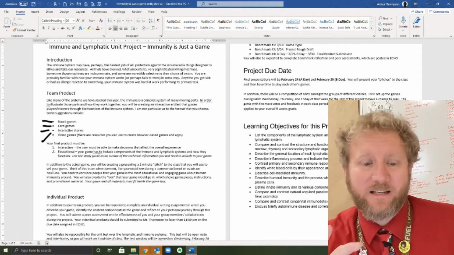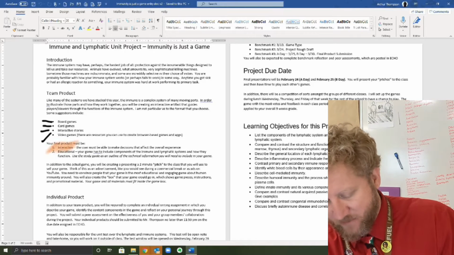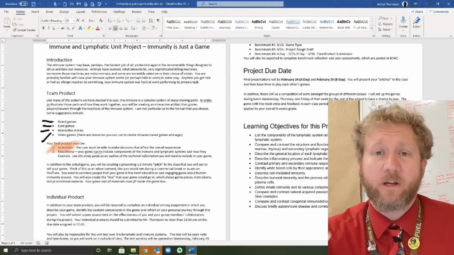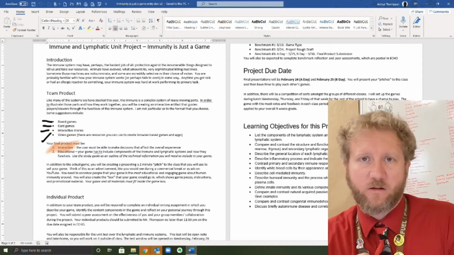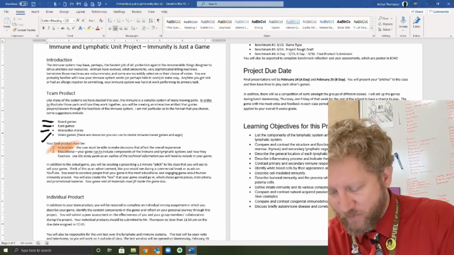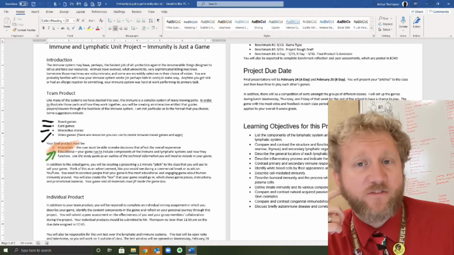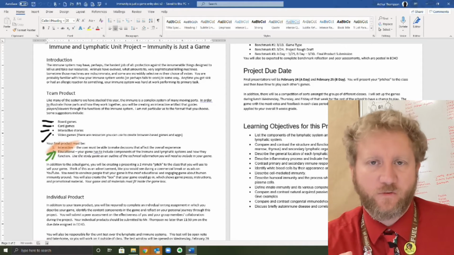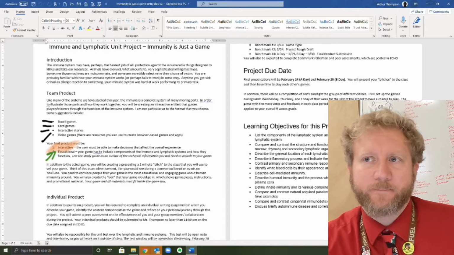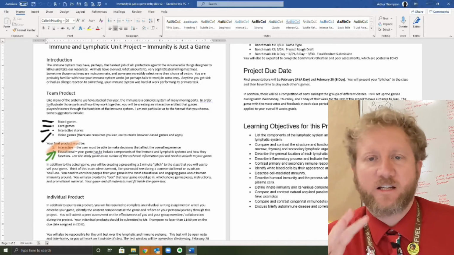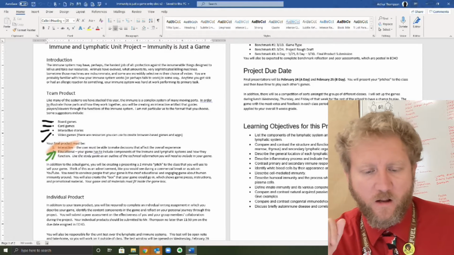Your product has to have two main things. Number one, it needs to be interactive. We need to be able to make decisions that affect the overall experience, okay? And then it needs to be educational. We have to learn something about the immune system and the lymphatic system, okay? The different cells, the different processes like primary and secondary response, okay?